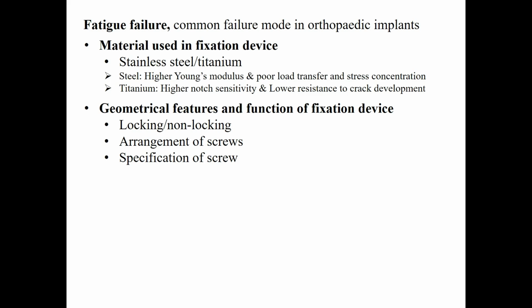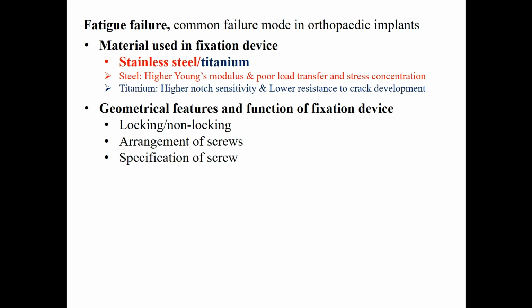The fatigue strength of the bone implant system depends on many factors. The material used in the implant device and its mechanical properties play a crucial role in the fatigue strength of the bone implant complex. Stainless steel and titanium are 2 common materials used in manufacturing fixation devices. Young's modulus of both these materials is an order higher than those of the cortical and cancellous bone tissues, especially Young's modulus of stainless steel. This mismatch of Young's moduli between the bone and fixation device sometimes results in poor load transfer from the implant to the bone, and is a major contributor to fatigue failure.